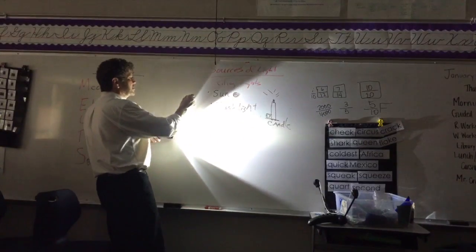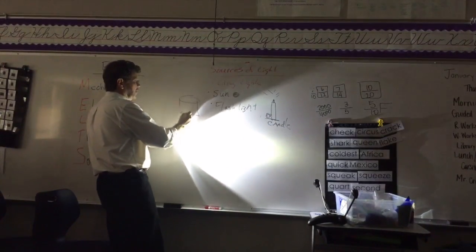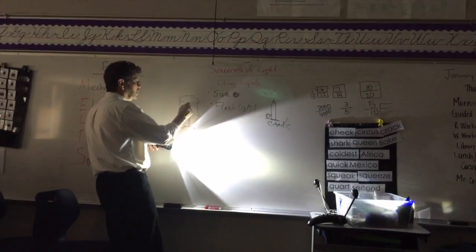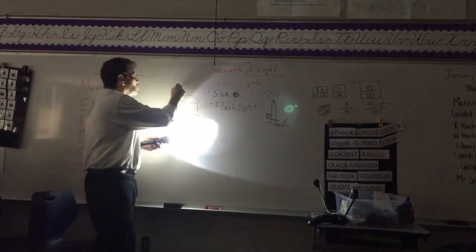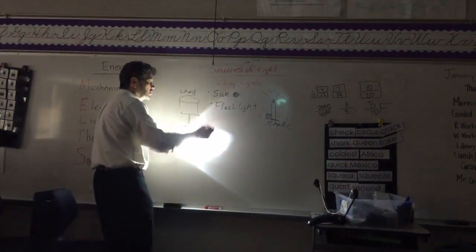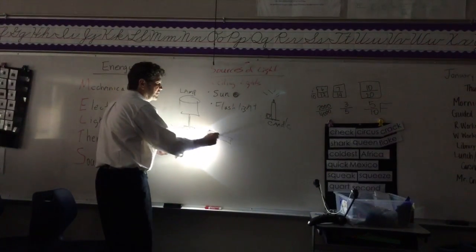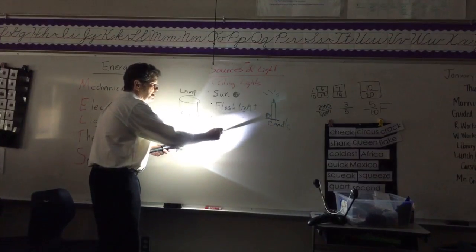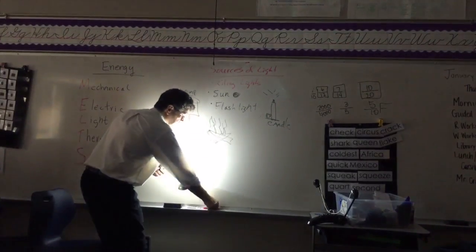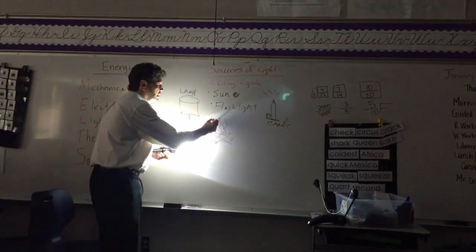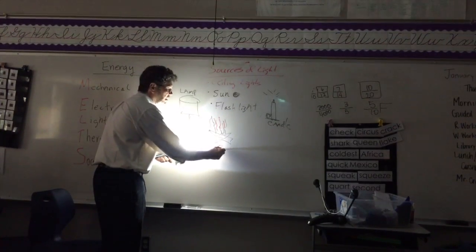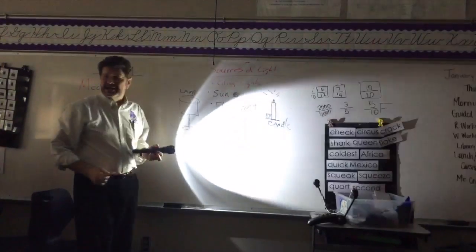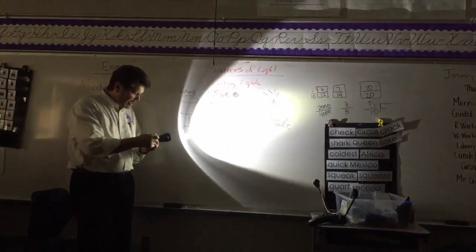Here's another one. What about something like this? Check it out. Maybe you have it at your house. A lamp. Source of light. Here's one. Maybe you've seen something like this before. What is it? Source of light? Fire, right? Source of light. Draw it.